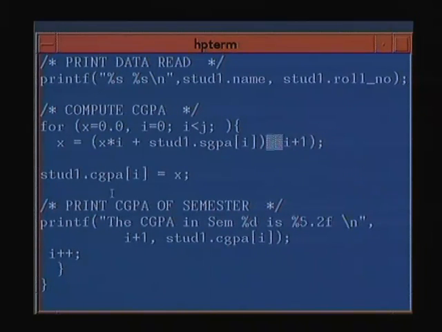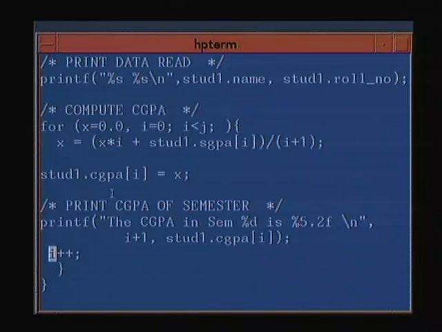This way you can compute the CGPA of each and every semester, and for that semester you put it in the ith location of x, and then you print the CGPA in semester %d is, now look at this, %5.2f. We are normally doing %f. Now 5.2: 5 is the total number of places including decimals, and 2 places after the decimal point. And for a particular semester i plus 1, that is for the first semester, stud1.cgpa[0], the grade for the first semester will be printed, and inside the loop you will print the CGPA of each and every semester.